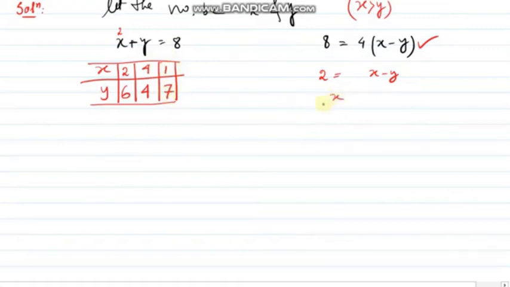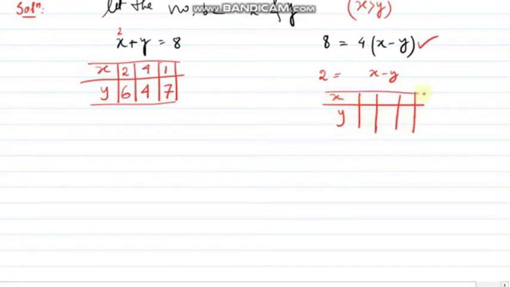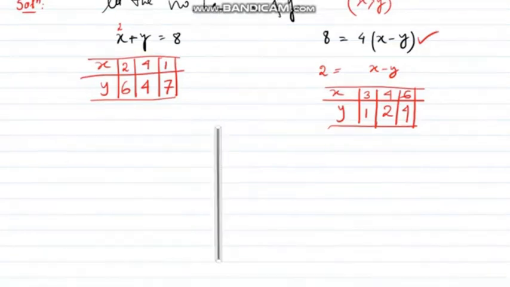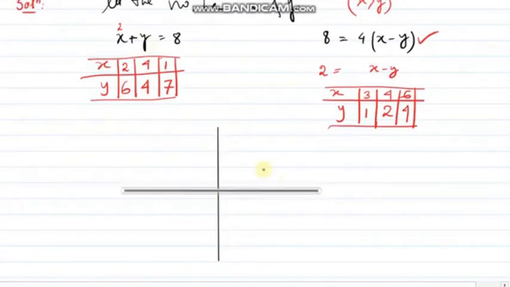Now from this x and y, if I plot them, so if y is 1, x is becoming 3. If y is 2, x is becoming 4. If y is 4, x is becoming 6, right? Just put the value in the equation and check. So again, if I draw this line of the y-axis and this x-axis, this is my x-axis and y-axis.